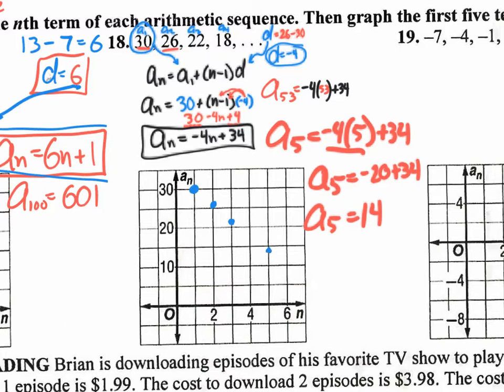14, a sub 5. You know what? I forgot to graph the a sub 4. A sub 4 is 18, so go up to 18, 15, 18 would be right there. And of course, you do get a straight line right through those dots. You're done.